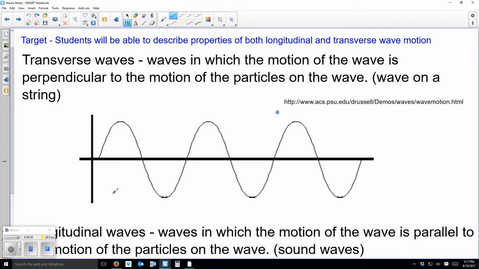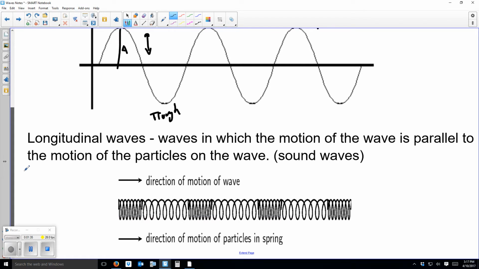You need to know that transverse waves move perpendicular to the motion of the particles. So if the wave moves that way, the particles move up and down. We would have this particle oscillating back and forth, like when you crack a whip. Also be able to label the wavelength like this. We've got the amplitude there, and then we've got troughs, and we've also got crests up top. So be able to label and describe what a transverse wave is versus a longitudinal wave.